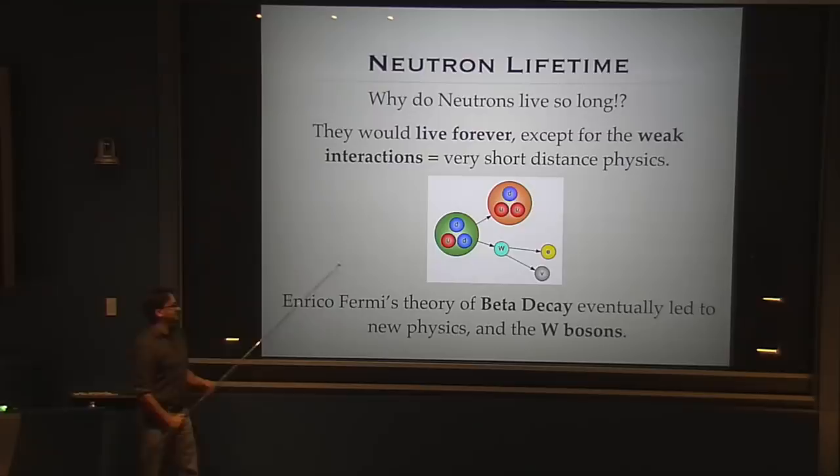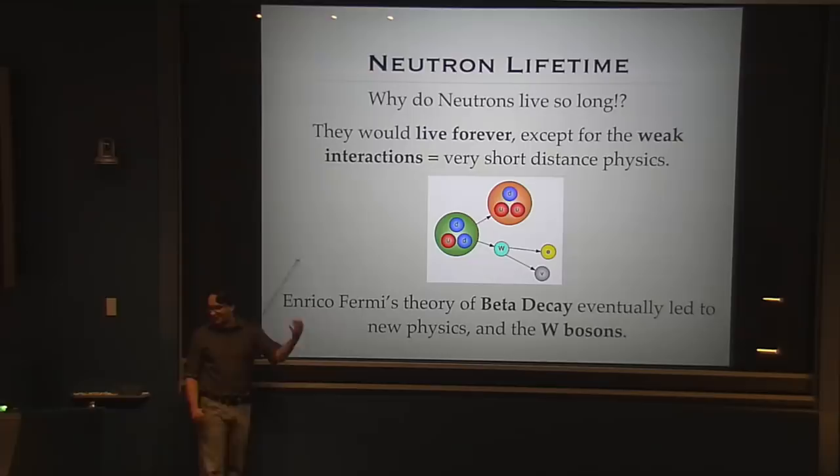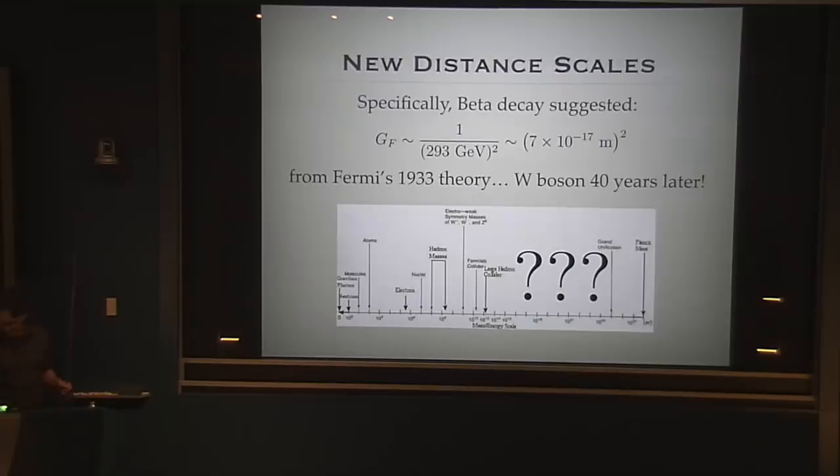But beta decay was something that you could observe without having a really good microscope. Even though the interactions going on here are very, very high energy in some fundamental sense, and they happen very, very quickly, because the neutron would otherwise live forever, but instead it lives for 15 minutes, you can observe this effect.